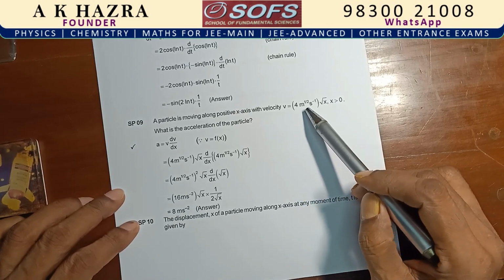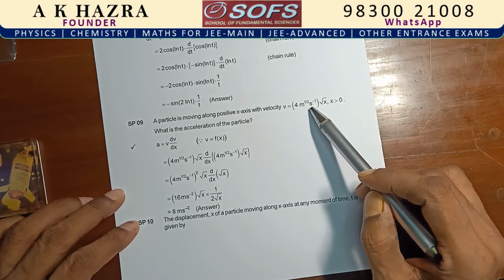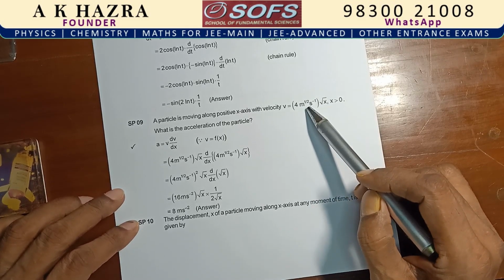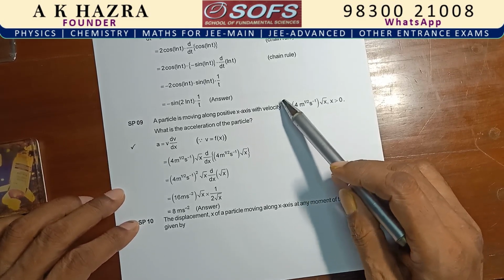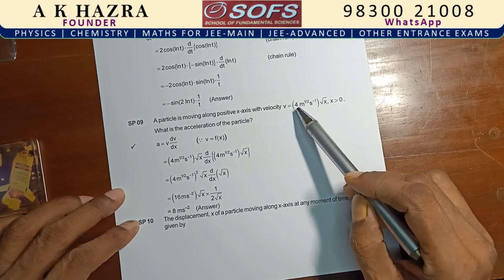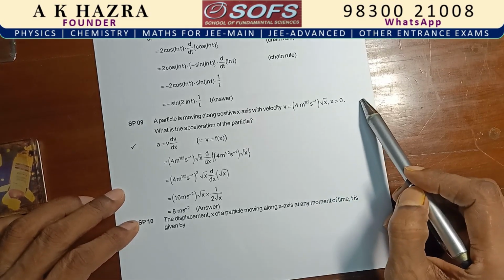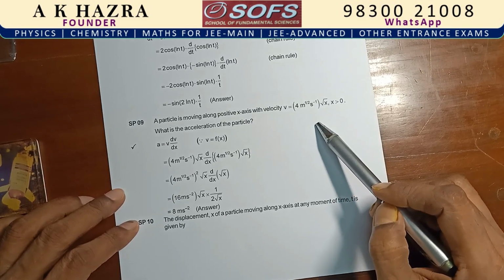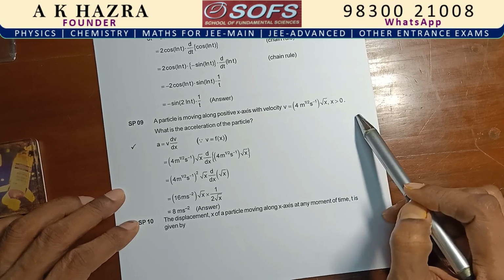V is equal to 4 meter to the power half, second to the power minus 1, root x. Be careful, the constant has a dimension. How to get this? Left side you see meter per second. So 4 root x equals also meter per second, so you can find the dimension of 4. So what is the 4? 4 is equal to meter per second by root x.